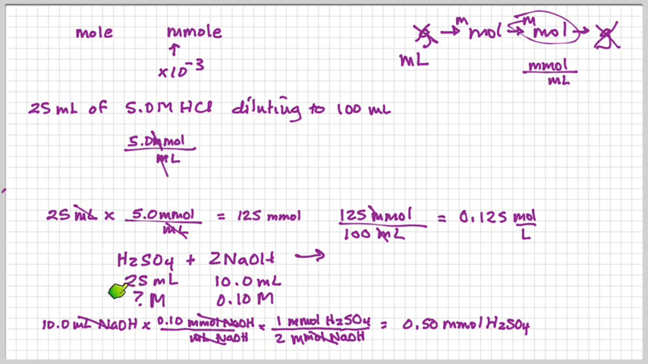I had 25 milliliters of this. Okay. So 0.50 millimoles divided by 25 milliliters. Zero, it's not a good zero. Did it again, 0.02, and cancel those millis out. We got molarity.